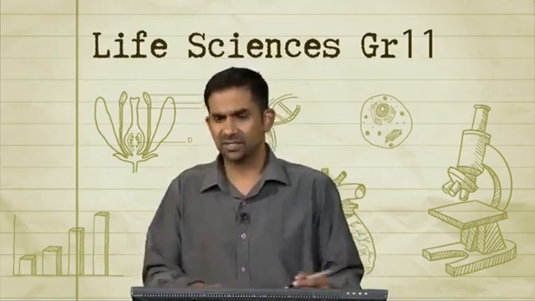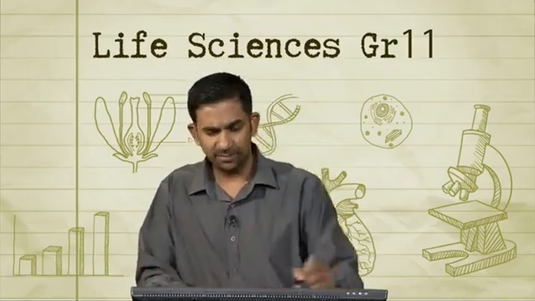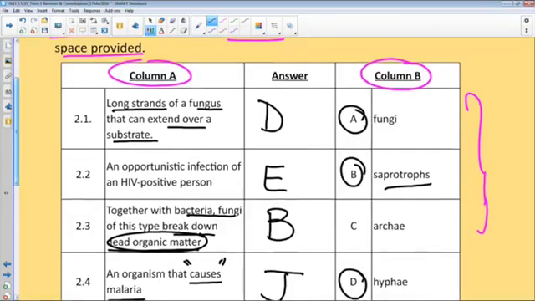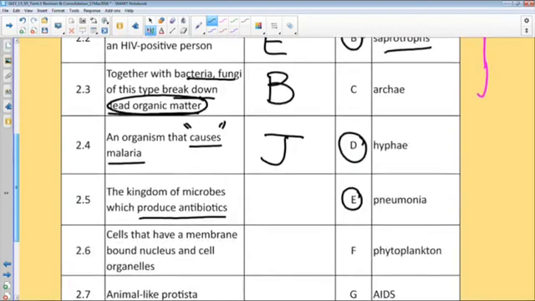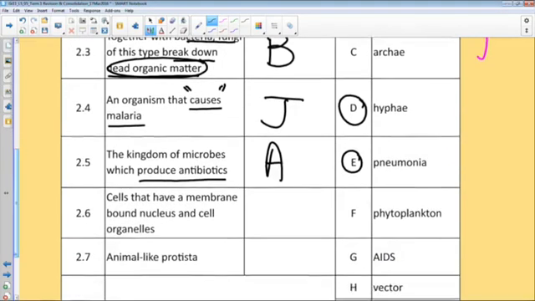So these are all examples of fungi that produce a certain antibacterial substance that kills bacteria. So the answer there would be fungi, and in this case it's term A. Cells that have a membrane-bound nucleus and organelles.